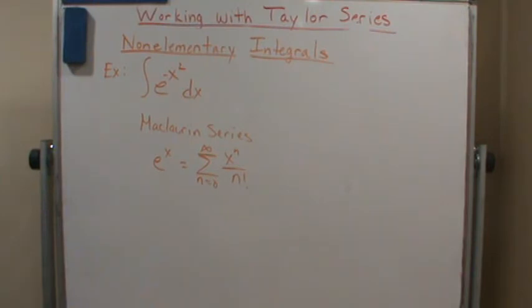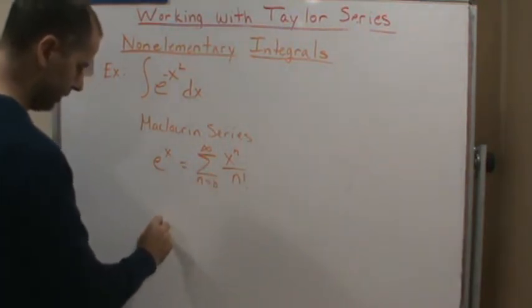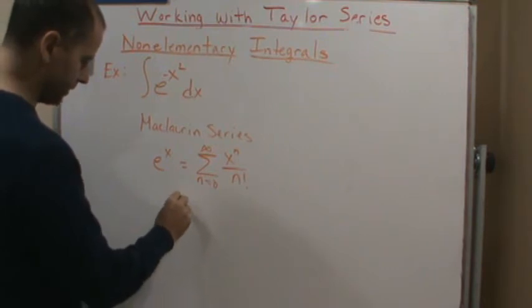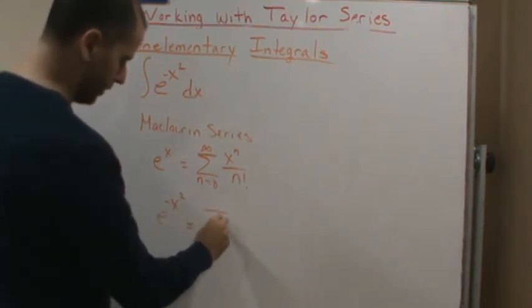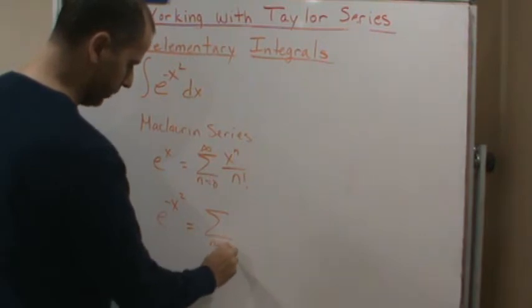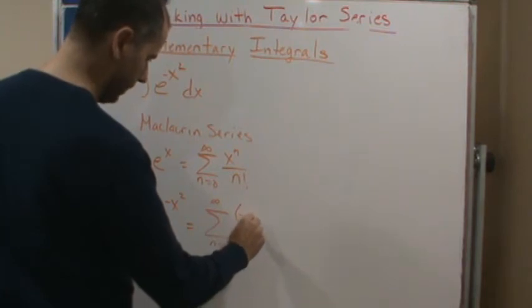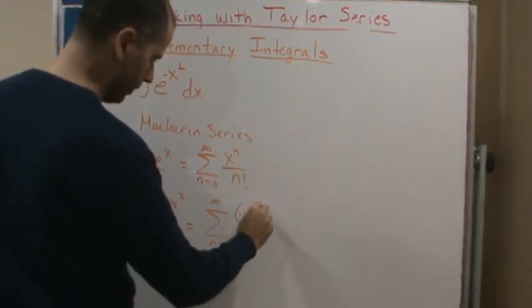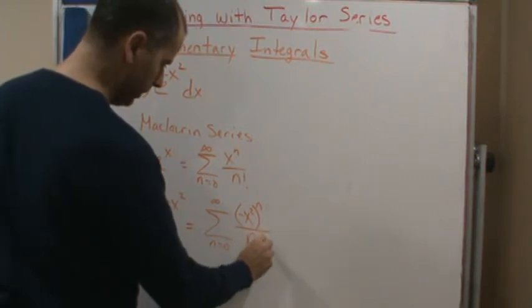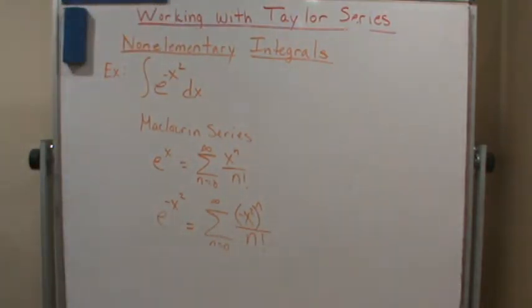So the expression for this is going to be very similar to that. All we're going to do is substitute in x. That means e to the negative x squared is represented by the Maclaurin series, n equals 0 to infinity of negative x squared to the nth power over n factorial. And so now, what does this thing look like?